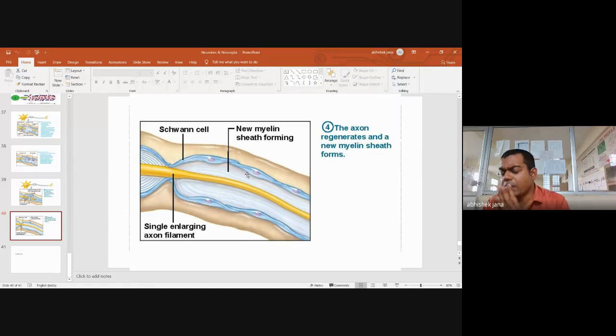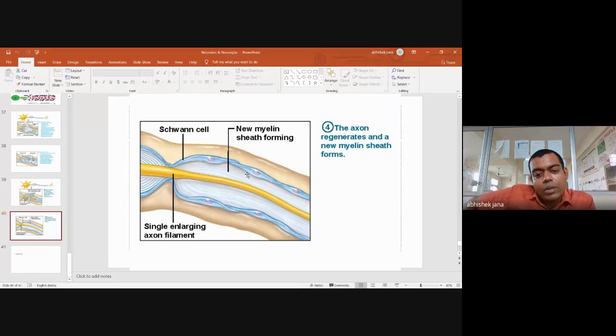So a few things you need to see over here. The myelin sheath regeneration actually starts after 2 weeks of the injury, and to complete the process, or to make it like before, it takes around 1 year. Remember that. In the case of the peripheral nervous system, it basically takes 1 year to complete this entire regenerative process, you can see over here.